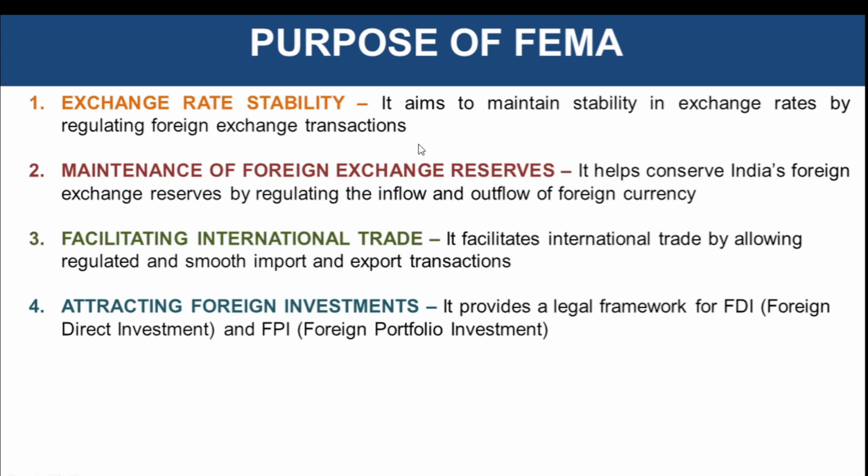FEMA provides a legal framework for FDI, that is foreign direct investment, and FPI, that is foreign portfolio investment. What's the major difference? Foreign portfolio investment is the investment made in the stock market of India, while FDI is a foreign company coming to India, establishing their venture, setting up their business, running it and taking the profit out of it. That's the major difference, and for both of these, FEMA provides regulation.